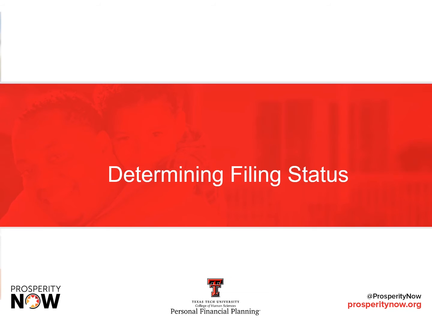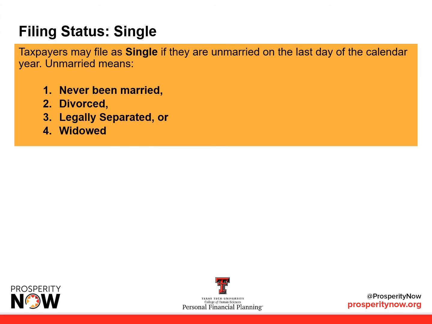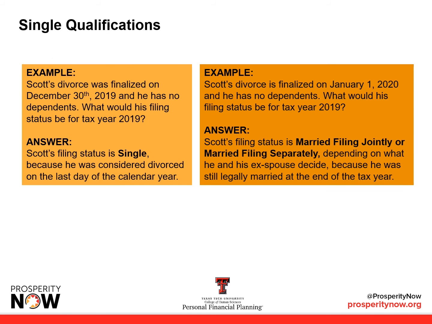So let's talk about determining filing status. The taxpayer may file as single if they are unmarried on the last day of the calendar year. Unmarried means never been married, divorced, legally separated, or widowed. For example, Scott's divorce was finalized on December 30th, 2019, and he has no dependents. What would his filing status be for tax year 2019? The answer is single, because he was considered divorced on the last day of the calendar year.